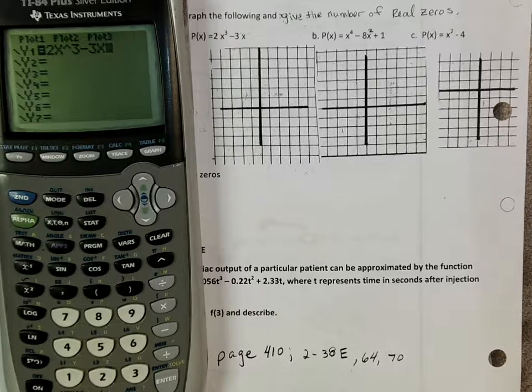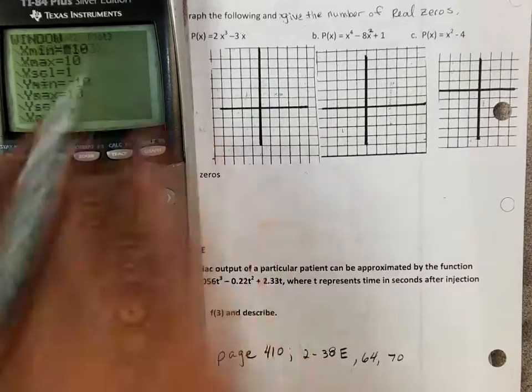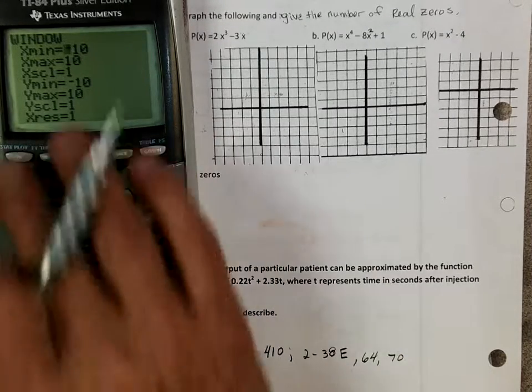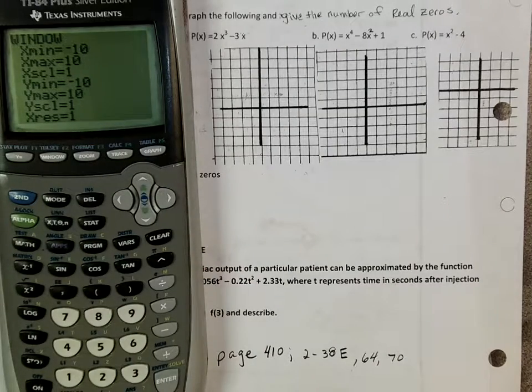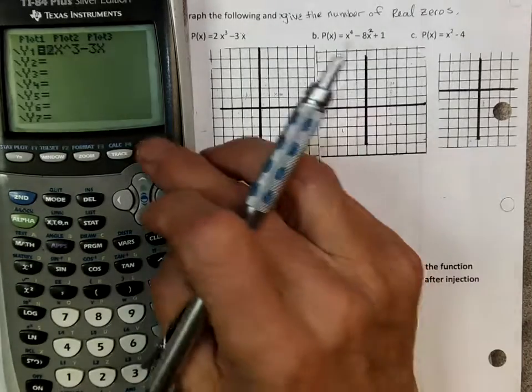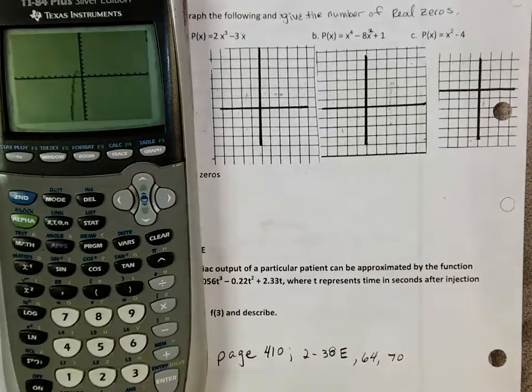Negative 10 to 10. Negative 10 to 10. Here, I'll go back to window. Right? Okay, you see that? Okay. So I got negative 10 to 10. Standard window, negative 10 to 10, negative 10 to 10, right? Y equals, right? Let's graph it. Let's see what it looks like. Okay, everybody get this picture. If you didn't, let me know.